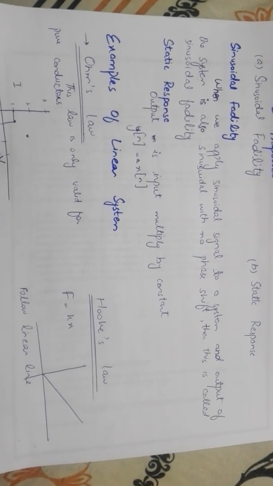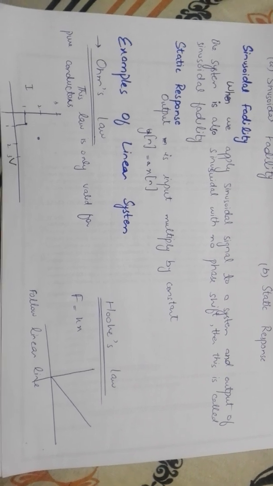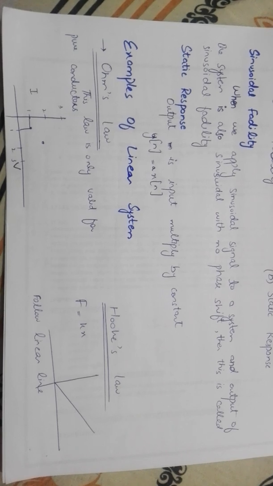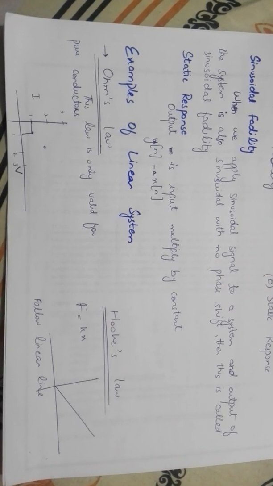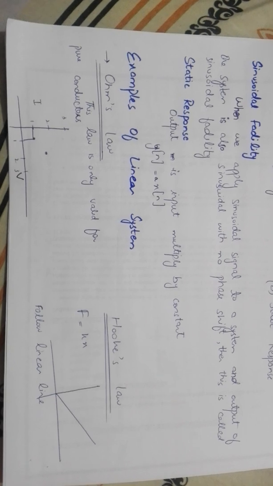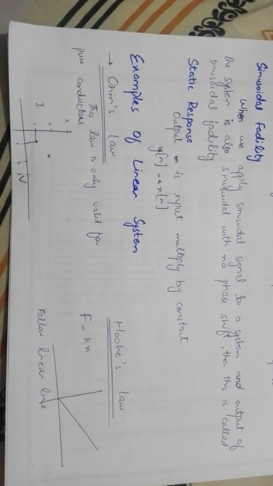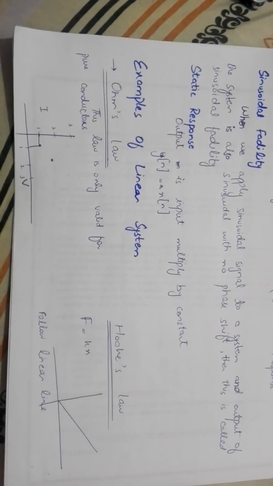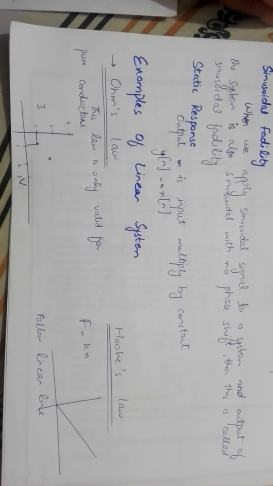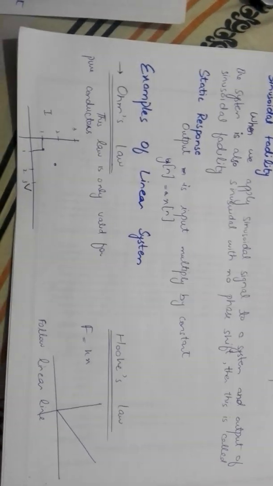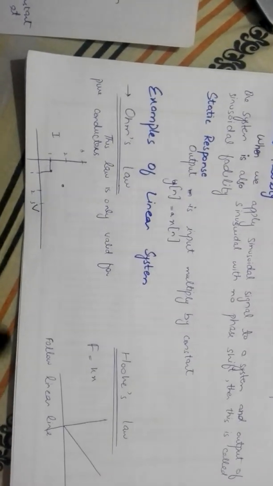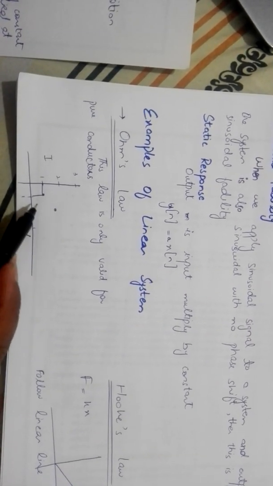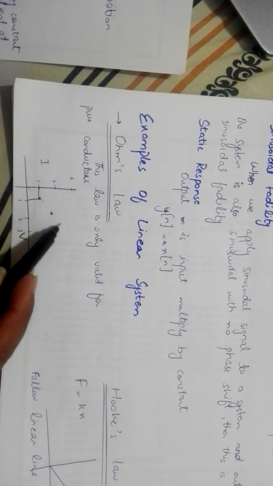Now we consider some examples of linear systems. The first example is Ohm's law. This law is only valid for pure conductors and it is not valid for tube lights, bulbs, etc. Now if I consider voltage on the x-axis and current on the y-axis, then as voltage increases, current increases and the resistance remains the same. Meaning if voltage is increased by 1, current is also increased by 1. If voltage is increased by 2, current is also increased by 2. So a straight line is obtained.